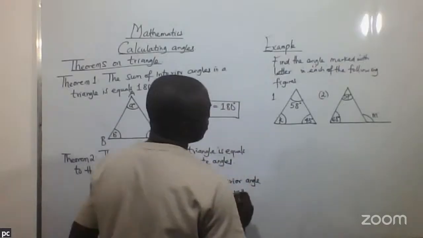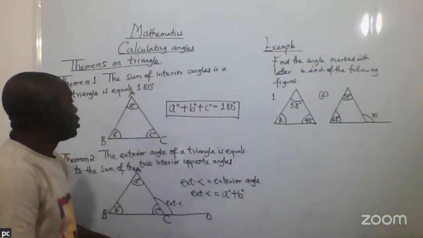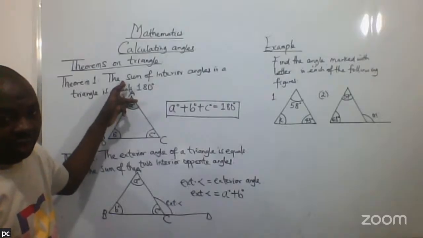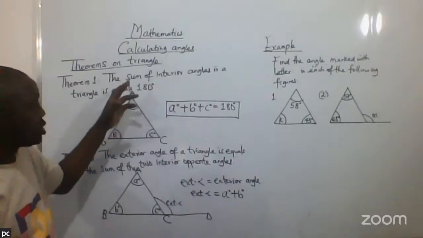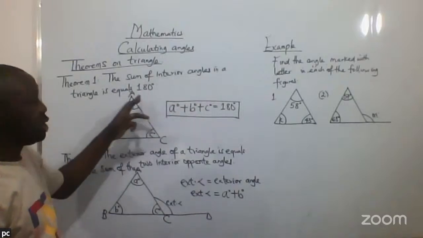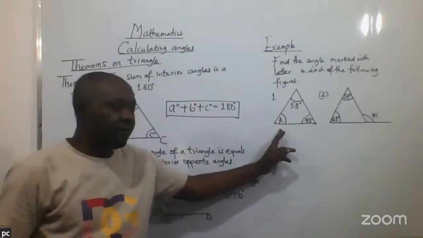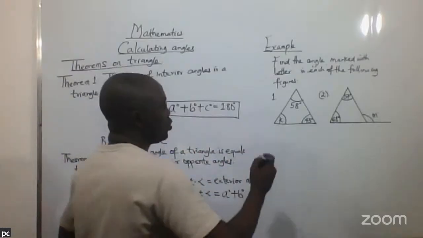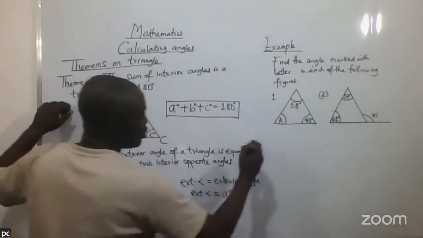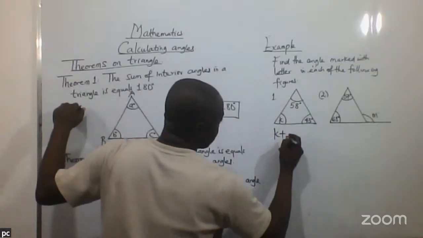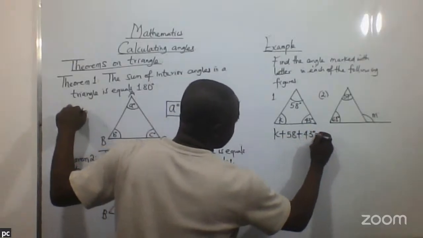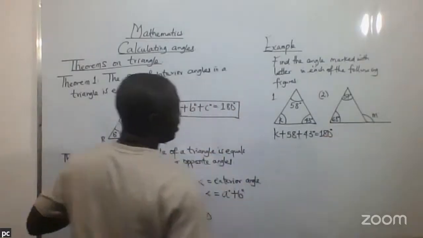All right, listen. According to this theorem, the angle sum property of a triangle, the sum of interior angles in a triangle is equal to 180. Now, we want to find the value of k in this case. So we are going to add the interior angles, so we apply this property. That will be k plus 58 plus 43 equals 180.